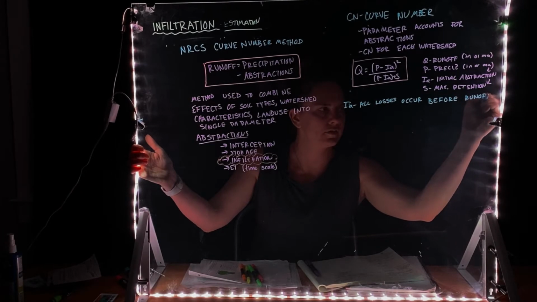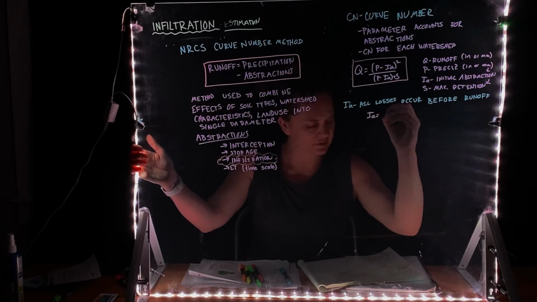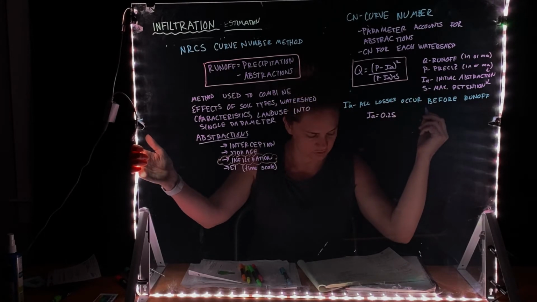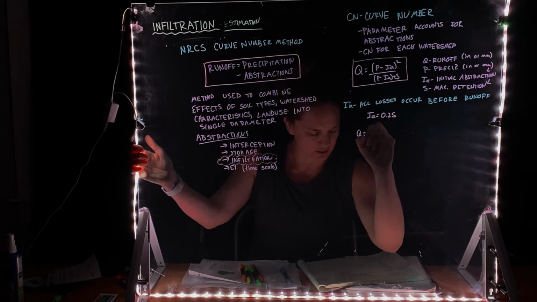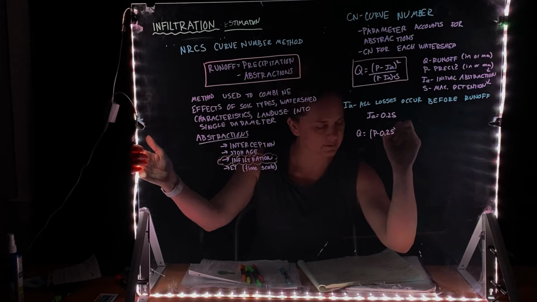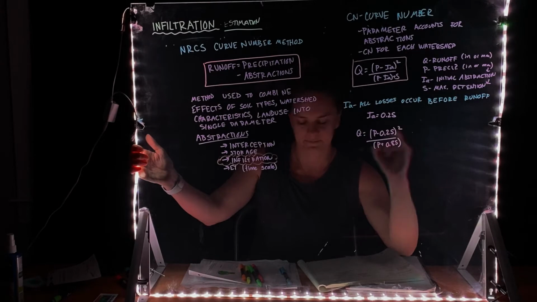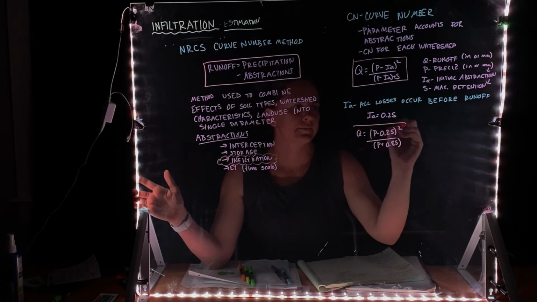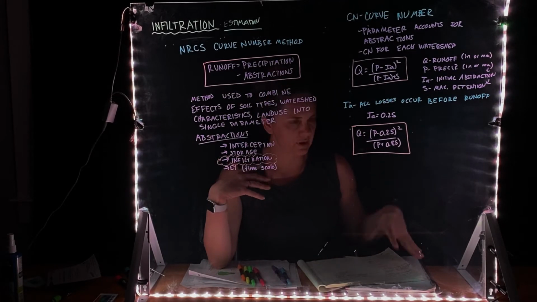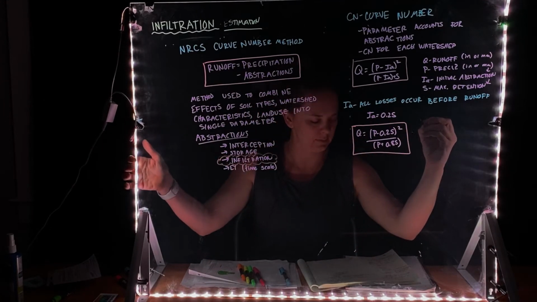And again, from all of these measurements that they did, there's an estimate that IA, the initial abstractions, is equal to 0.2 times S, so 20% of your maximum retention available. And so if you do that, you're going to get Q is equal to (P minus 0.2 S) squared divided by (P plus 0.8 S). Okay, so this is the equation that we will use moving forward. Again, this is more for runoff, which we're going to come back to in a couple weeks.